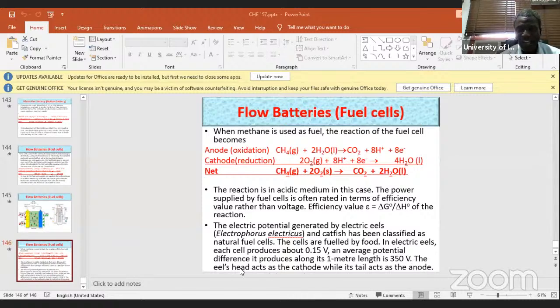Normally the head of the electric eel acts as the cathode, while the tail acts as the anode. And the electric eel, in most cases, is blind, because the electricity it generates also affects itself, because the moment anything comes close to it, the way it sucks that in actually affects it again. So this is a natural example of a fuel cell.